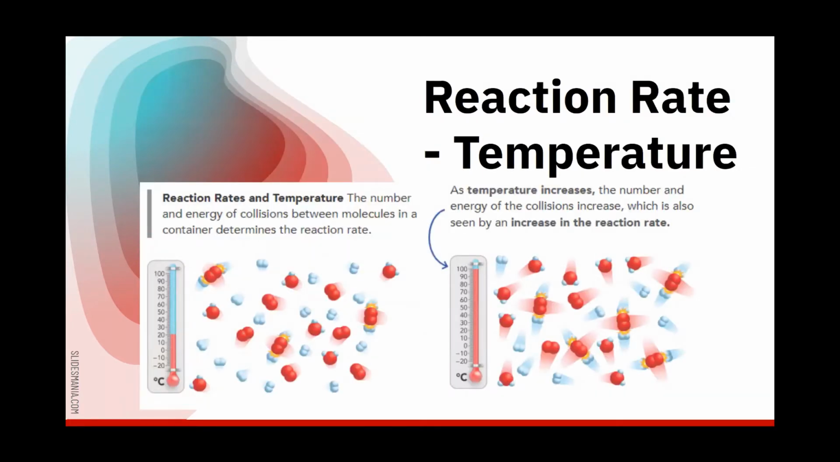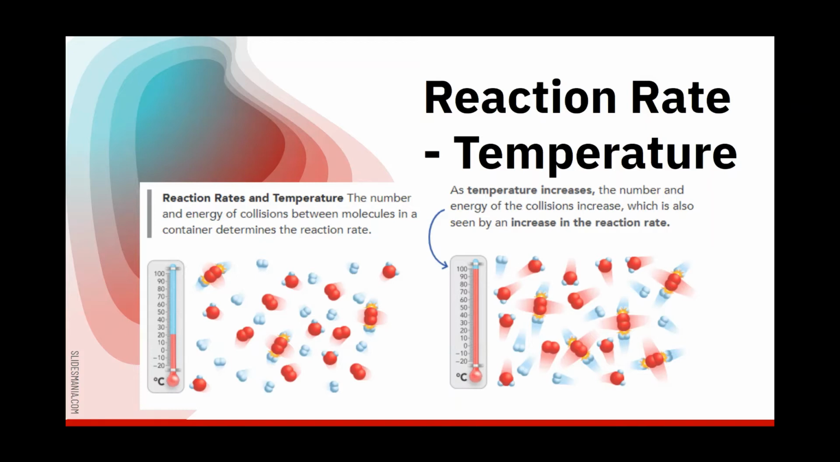Now, one way that we could manipulate the rate of the reaction is by changing the temperature. So here we have the reaction rate and the temperature. The number and the energy of the collisions between molecules in the container determines the reaction rate. So again, if we have molecules colliding with more energy, we are going to be able to produce products more quickly. If we have more reactants, well, more collisions are going to occur, and hopefully more of those collisions are going to be successful so that more products can be created.